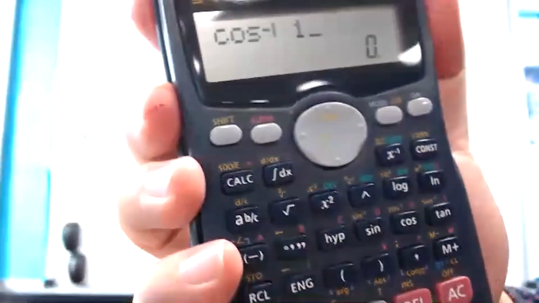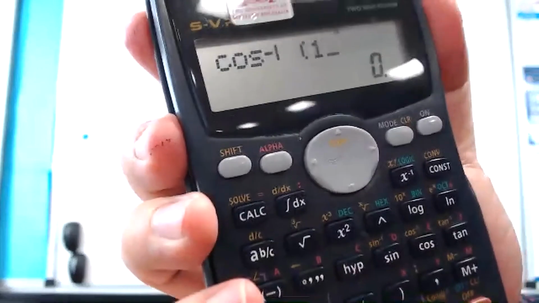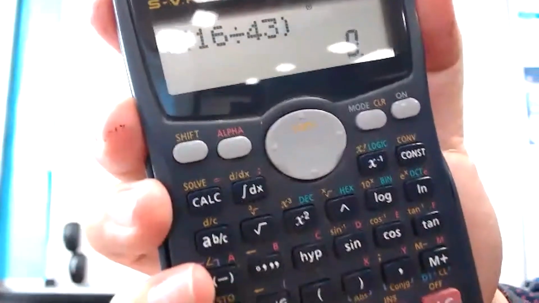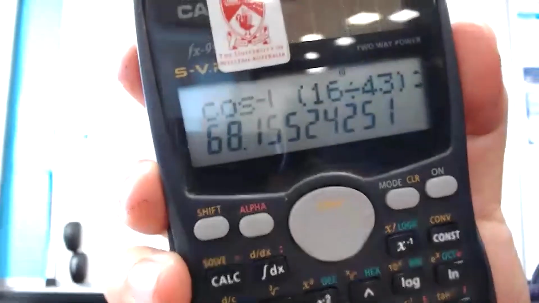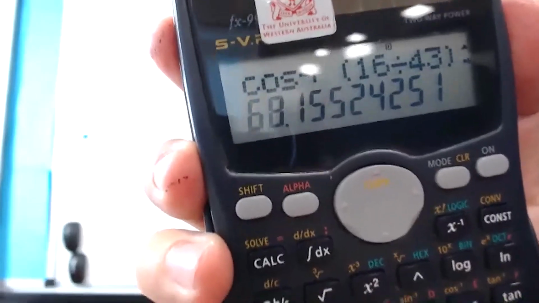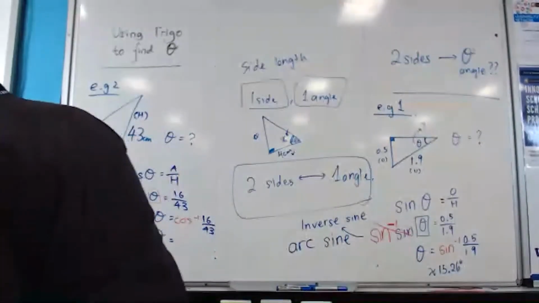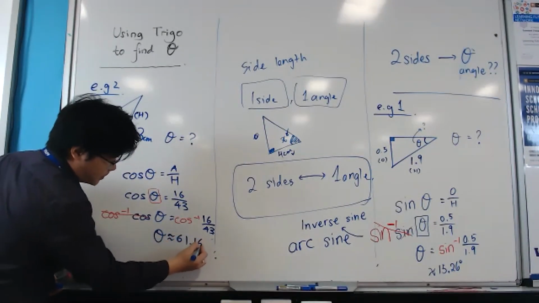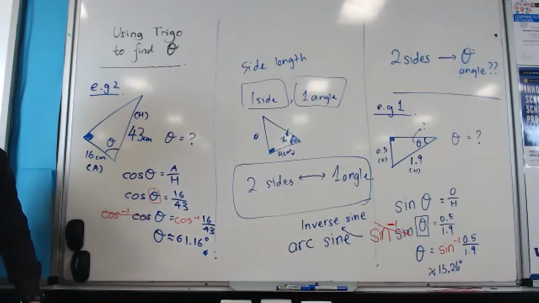And then you go 16. Oh, I forgot something. Put a bracket: bracket 16 over 43, close bracket. Then you hit the equal sign. So what's the answer? 68.1555251. If you'd like to round it to 2 dp, that's going to be 68.16. So theta is approximately 68.16 degrees. That's the answer.